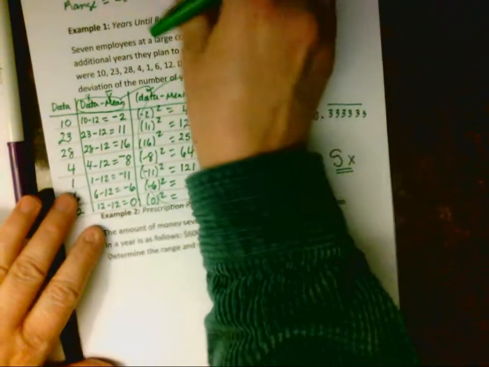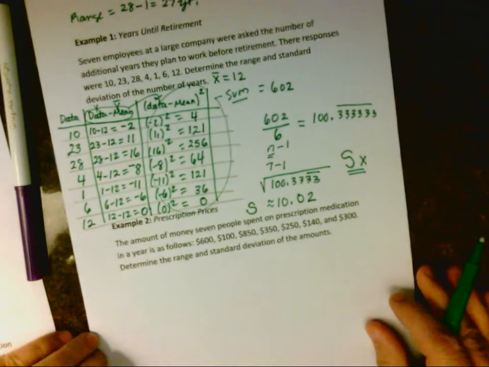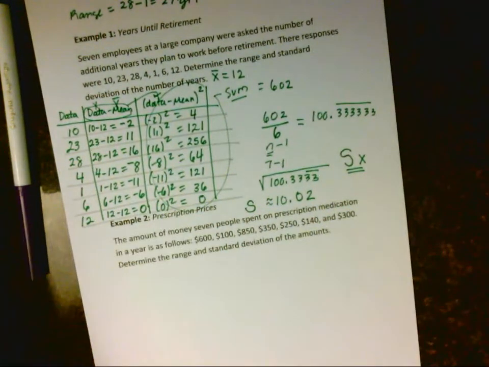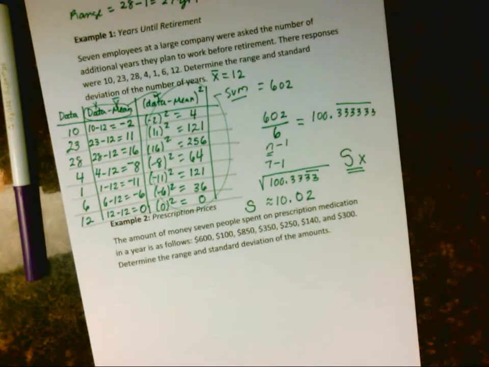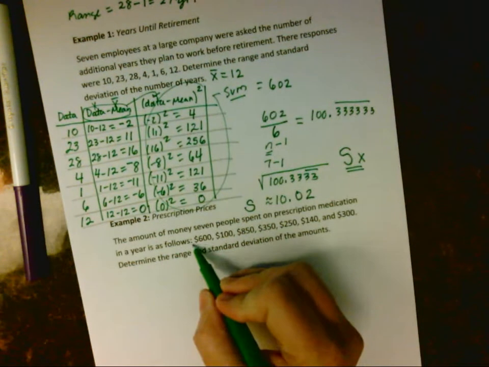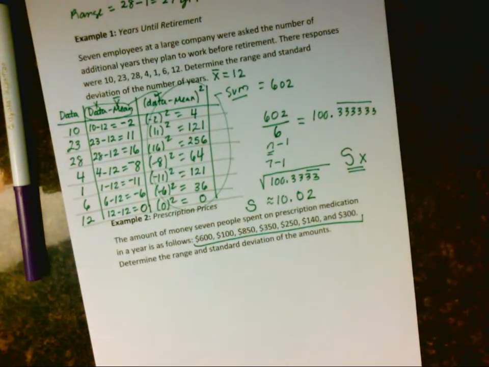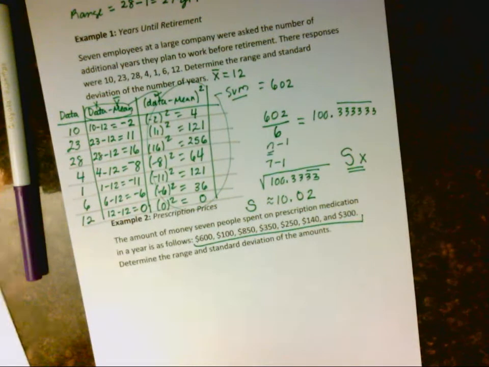On the next one, I'm going to go straight to working it with my calculator, which will definitely speed us up. It says this is about prescription prices. The amount of money 7 people, 7 people again, spent on prescription medication in a year is as follows. Okay, so here's the data that we want to use. Determine the range and the standard deviation.